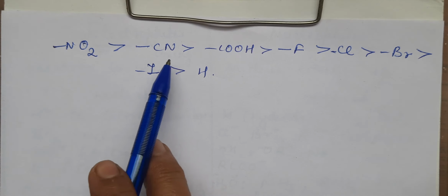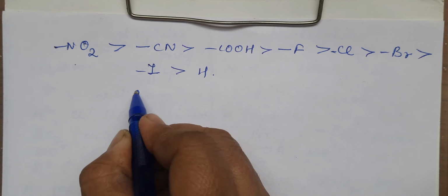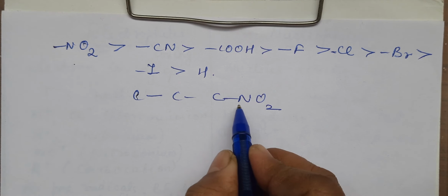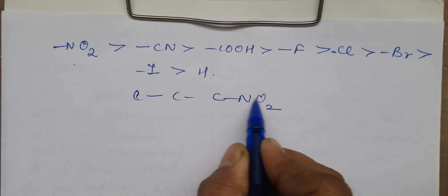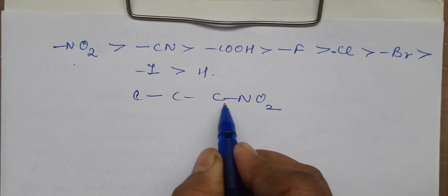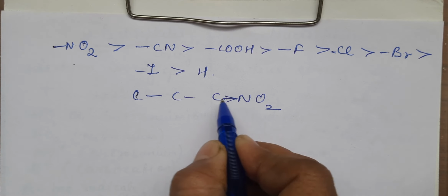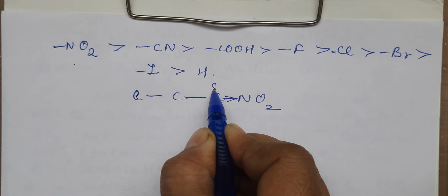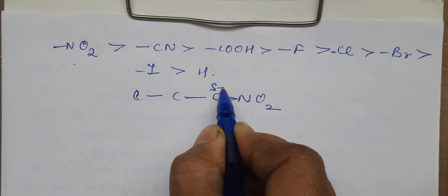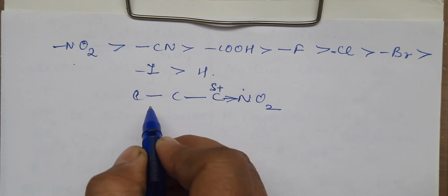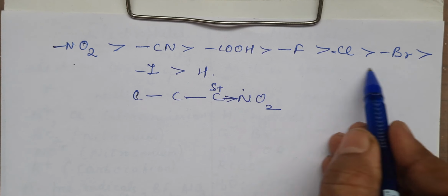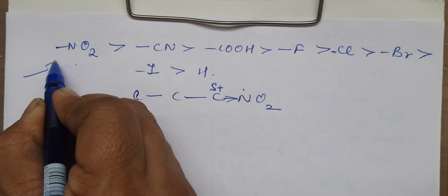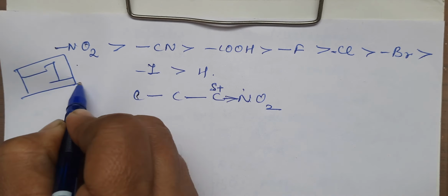So what are they doing? Suppose these are attached to the carbon. Suppose I write here nitro, right? This will try to pull electrons towards itself. So this carbon atom will get a partial positive charge because this is more electronegative, and this will get partial negative, and so on. So these are all electron withdrawing groups I have written. They all exhibit minus inductive effect.